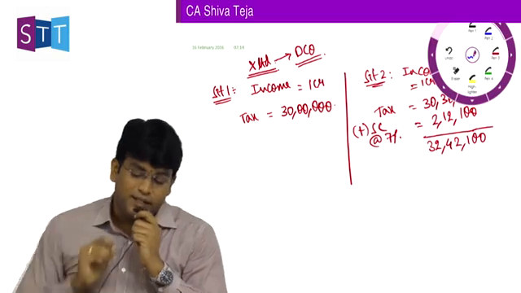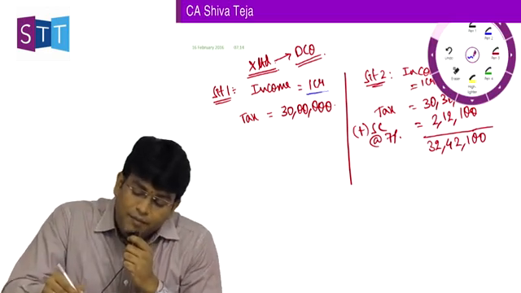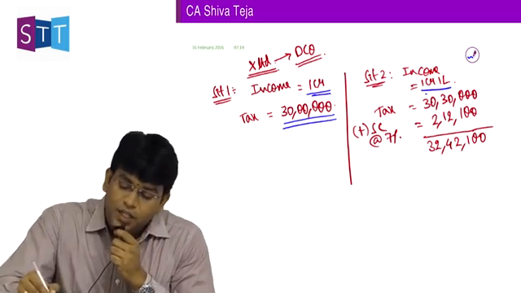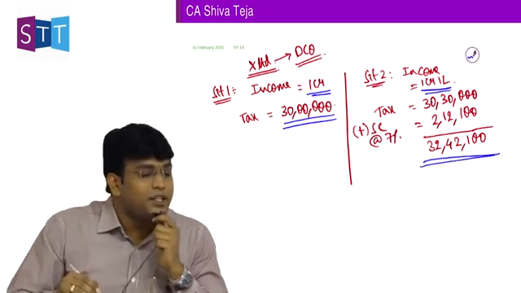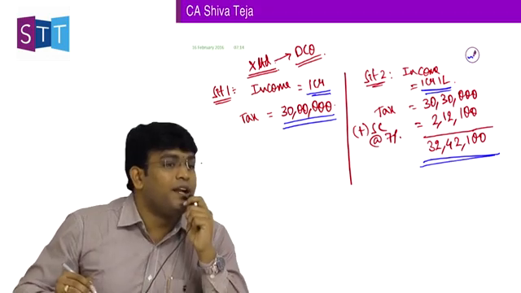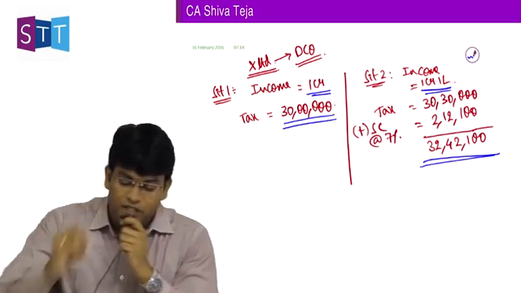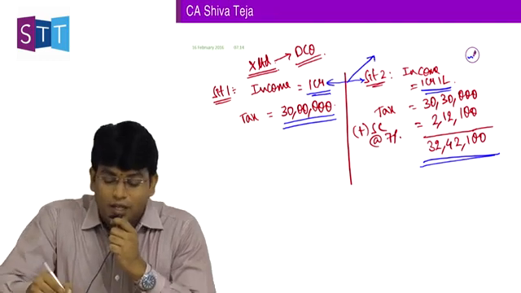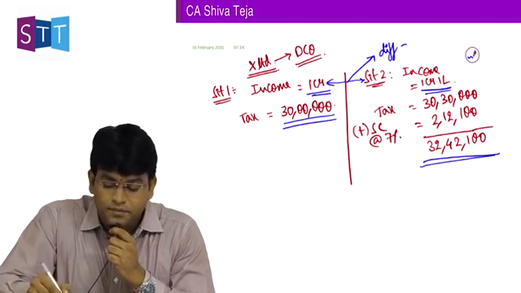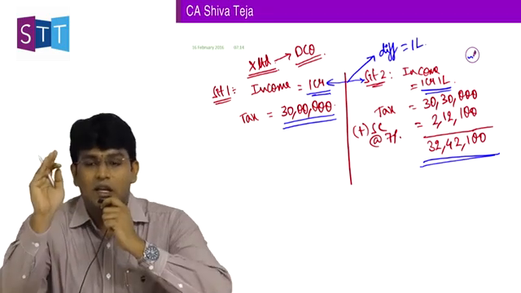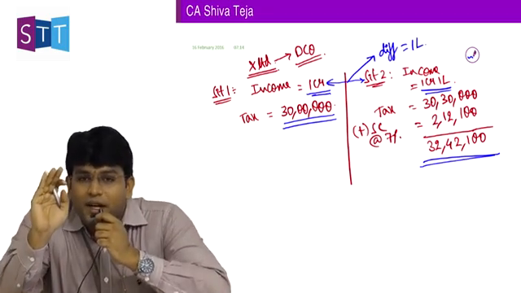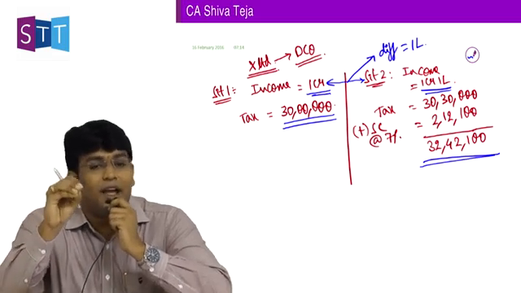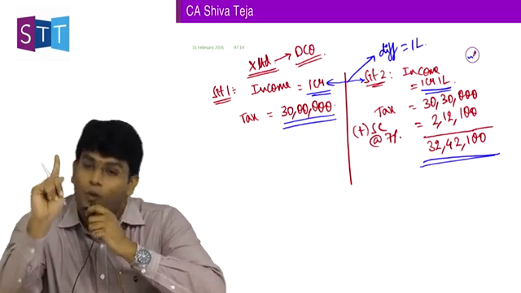32,42,100. Now please tell me, sir, if income would have been 1 crore, what would have been tax? 30 lakhs. If income is 1 crore 1 lakh, your tax has become 32,42,100. Correct, my dear friends? Now if you observe situation 1 and situation 2 properly, what is the difference in income? 1 lakh. In situation 1, income was 1 crore. Situation 2, income is 1 crore 1 lakh.